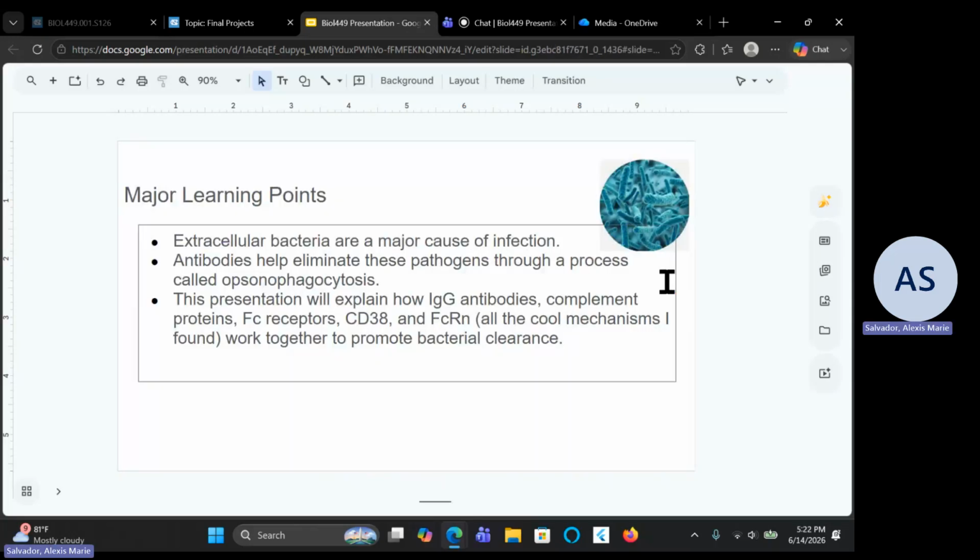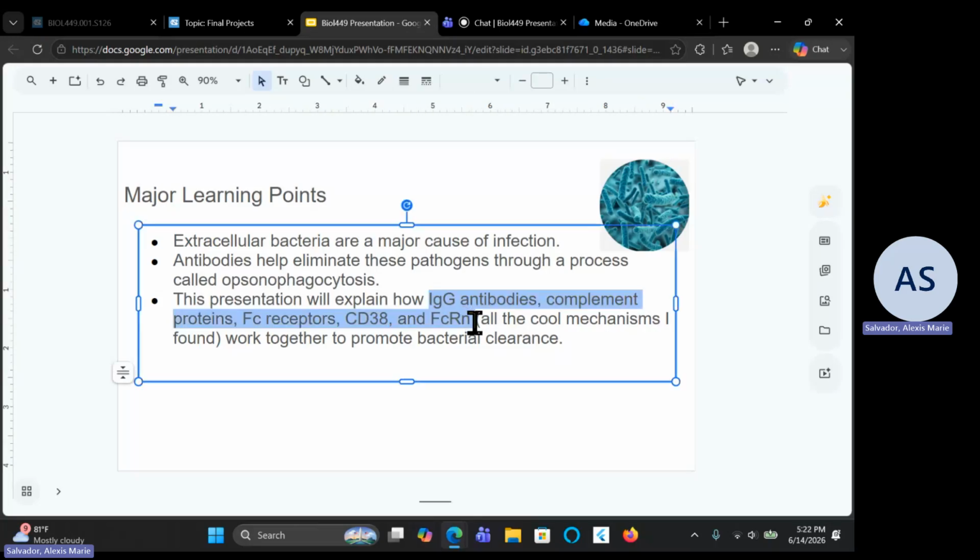So for some major learning points, extracellular bacteria are a major cause of infection, and antibodies help eliminate these pathogens through a process called opsonophagocytosis, which is just a combination of opsonization and phagocytosis. This presentation will help explain how these components, IgG antibodies, complement proteins, Fc receptors, CD38, and neonatal receptors, work together to promote bacterial clearance.